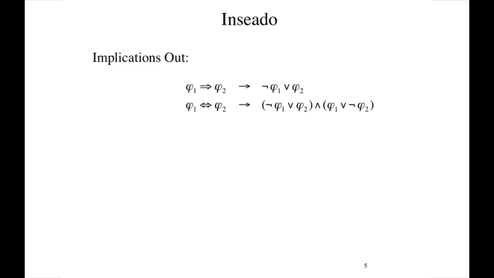The procedure for converting relational sentences to clausal form is similar to that for propositional logic. It goes by the catchy name of INCIDO, which is an acronym for the steps of the procedure. Some of the rules are the same as those for propositional logic. However, there are a few additional rules to deal with variables and quantifiers. In the first step, implications out, we eliminate all occurrences of the implication and biconditional operators by substituting equivalent sentences involving only and, or, and not.